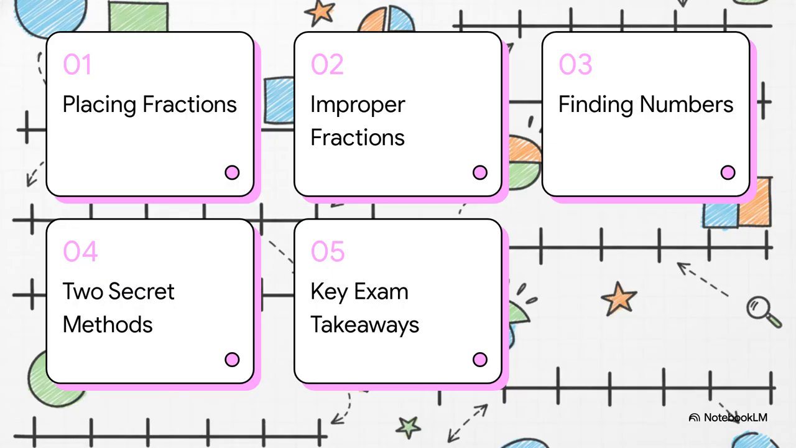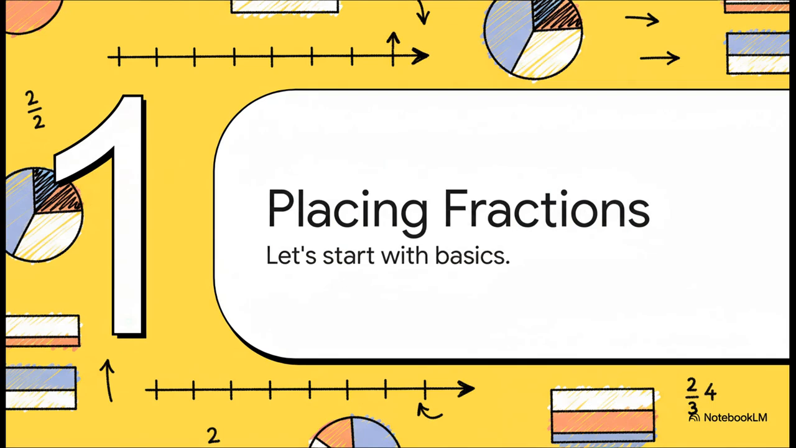All right, here's our game plan for today. We're going to kick things off with the basics of placing fractions on a line. Then, we'll take on the improper fraction challenge. After that, we dive deep into a classic exam question, how to find numbers between other numbers. And I've got 2 secret methods for that. We'll finish up with the key takeaways you'll want for your exam prep. Okay, let's get right into it.